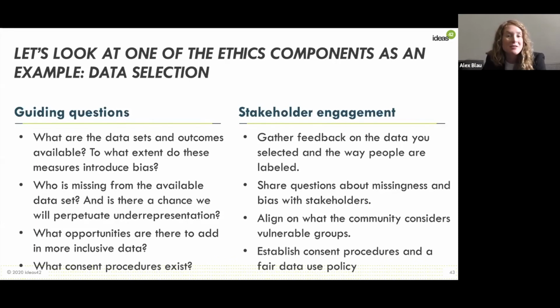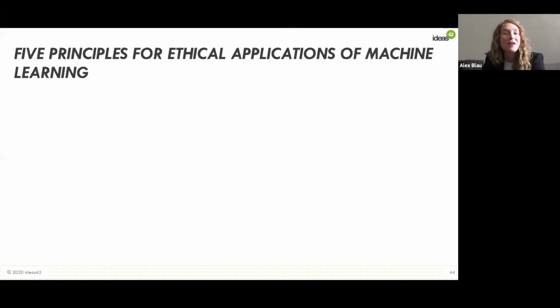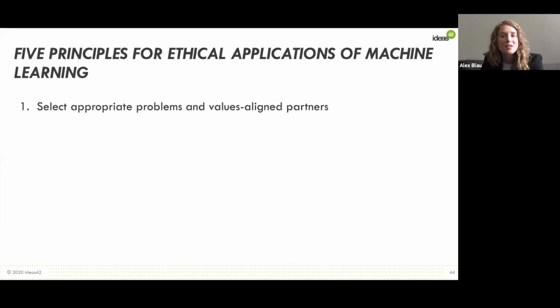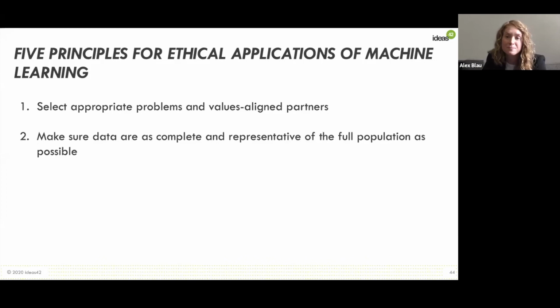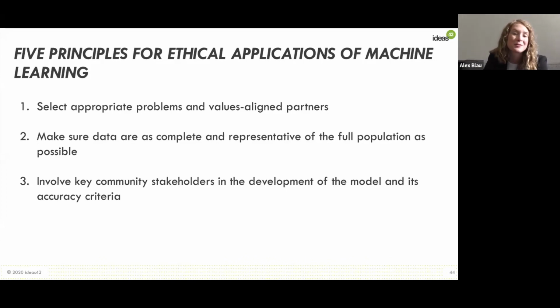So I wish that I could take you through our whole framework today, but I can't. So I wanted to present you the 5 principles that this exercise presents for individuals working with both data science and issues of social impact. The first is select appropriate problems and values-aligned partners, people who are willing to work with the community, are open to these ideas of transparency and fairness. Make sure the data are as complete and representative of the full population as possible. Involve key stakeholders in the development of the model and its accuracy criteria.